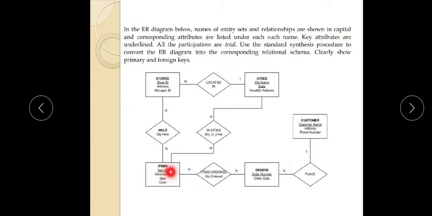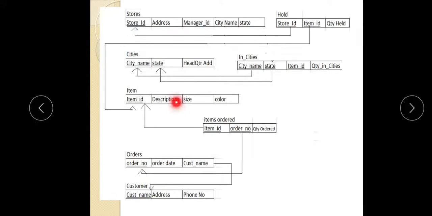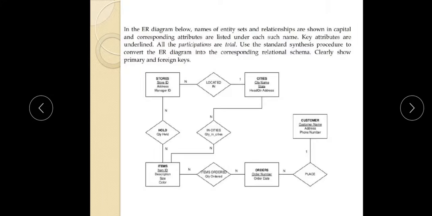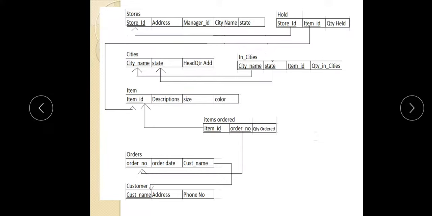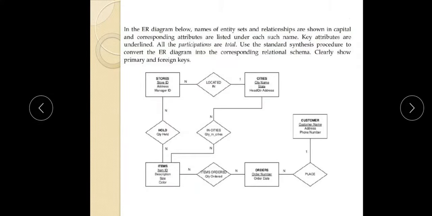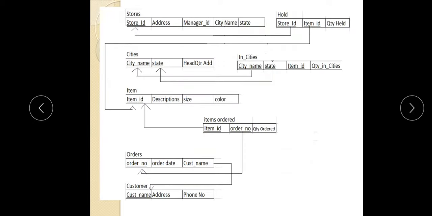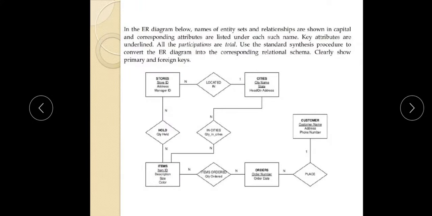Then item must have attributes like item ID, description, size, color. Orders must have order number, order date. Then customer contains three attributes: customer name, address, phone number. So all the entity schemas of the entity sets we have already drawn.